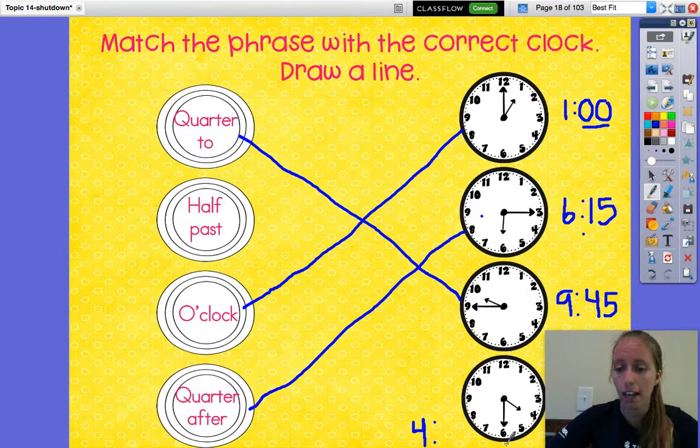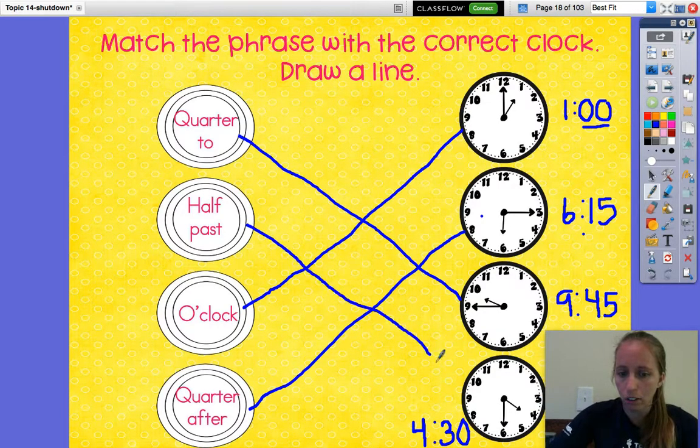I know that half of 12 is 6, and there are 60 minutes in an hour, so it must be 30, right? I know that halfway around the clock is 30. And I'm going to check my work just to make sure. If I skip count by 5s, I get 5, 10, 15, 20, 25, 30. Okay, I'm correct. It's 4:30. And I already know that's my last answer left. So that matches with that clock. 4:30.